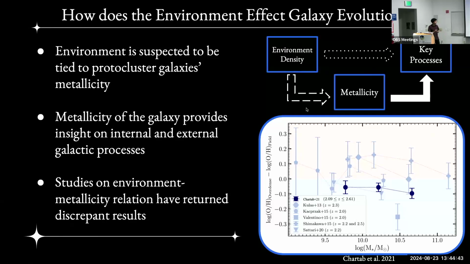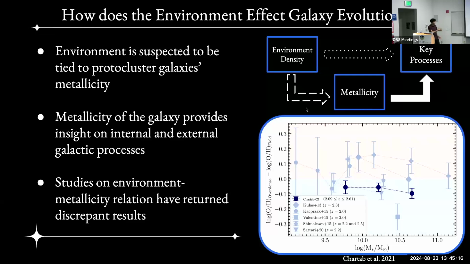The reason we use metallicity is because we know it ties into key processes like the star formation rate and the gas inflow and outflow. But the relation in question is the relation between the environment density and the metallicity. This relation has been studied before in multiple other studies that have all returned discrepant results. Some claim that there's no relation between the two at all, others claim that an overdense environment results in metal poor galaxies, or that it could even result in metal rich galaxies.